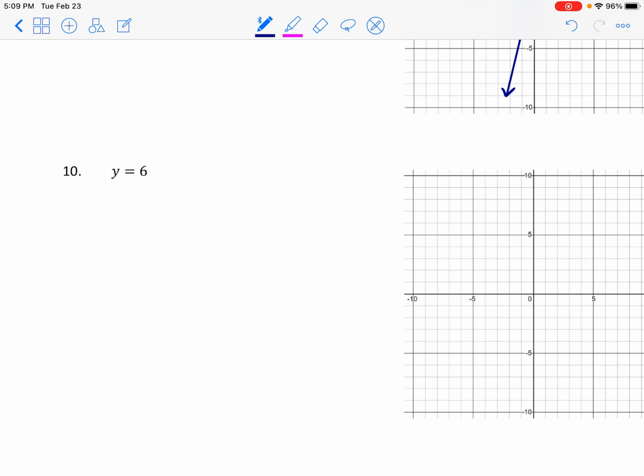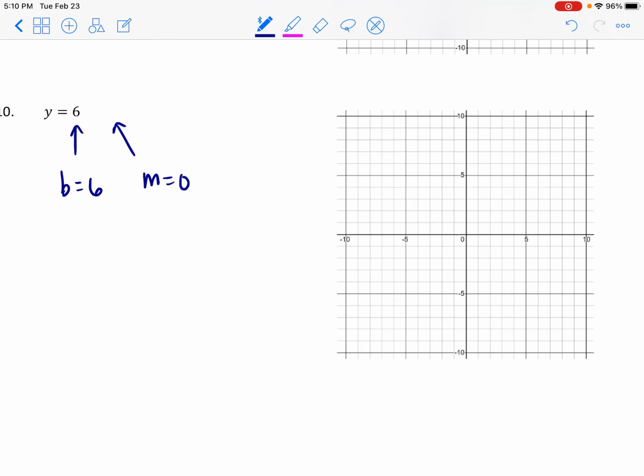y equals 6. So this time I have a y-intercept here at 6, and I have 0x. My slope is 0. So if I'm crossing the y-axis at 6, I begin on the y-axis at 6, and I have no slope. Remember, let's make this a fraction. That means don't go up or down. So no movement up or down, just move to the right to make the next point. So I can see here that's going to form a horizontal line. So that is going to be a horizontal line through those 2 points.